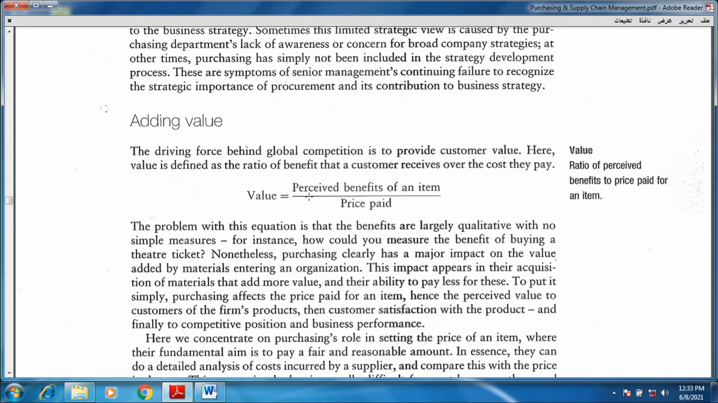They want to see all the value, all the benefits, all the positive issues they will receive from these items divided by the price they paid. You can talk about commodities, equipment, multiple issues, and this is a realistic ratio. You can have it in your mind all the time. If the numerator is bigger than the denominator, you are making the right choice of purchasing.